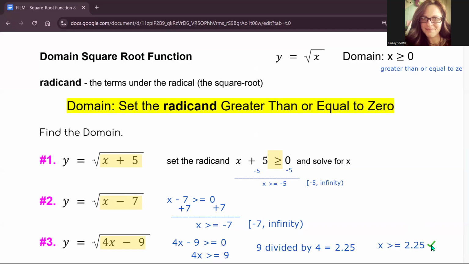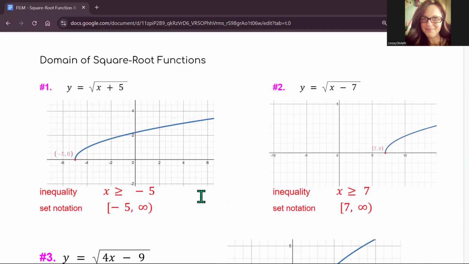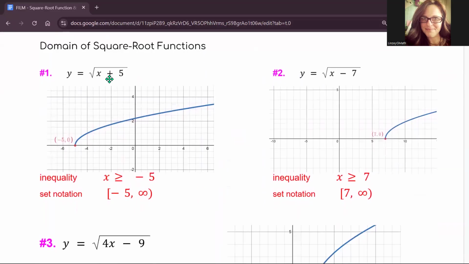Let's take a look at the graphs that go along with each of these. So here's number 1. We found the domain is x greater than or equal to negative 5. And you can see that our graph is shifted to the left 5. So instead of starting at 0, 0, we shifted to the left 5. Number 2, notice that we shifted to the right 7. Instead of starting at 0, 0, we now started at 7. And our graph goes off to the right to positive infinity.